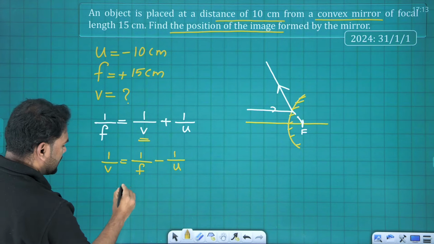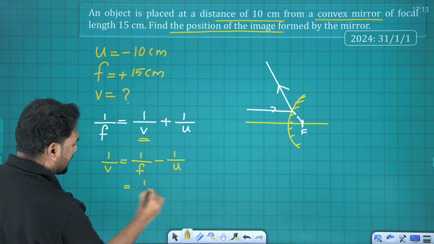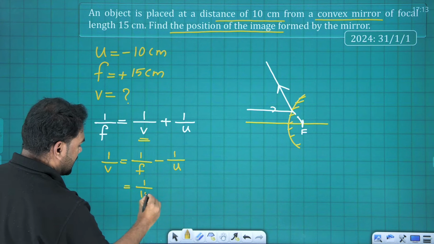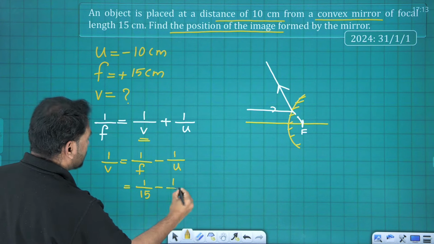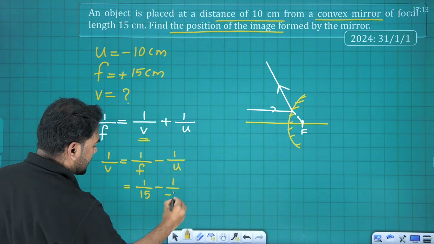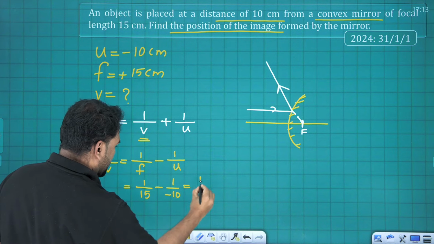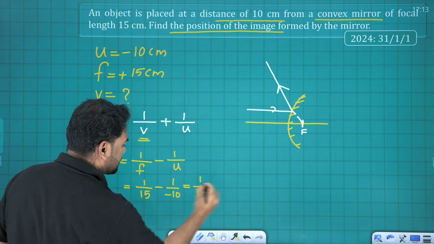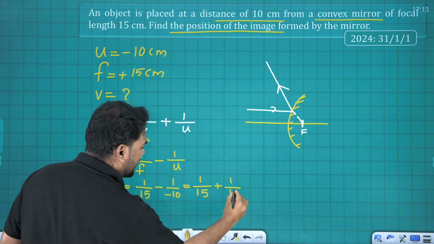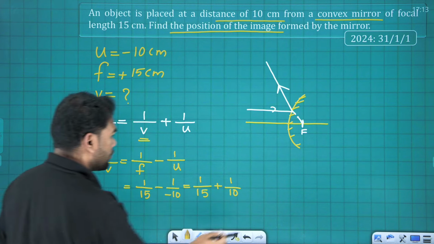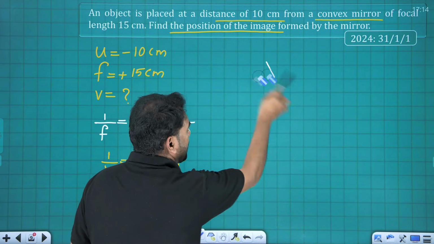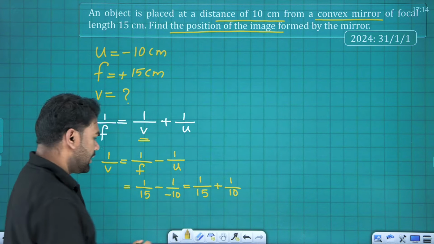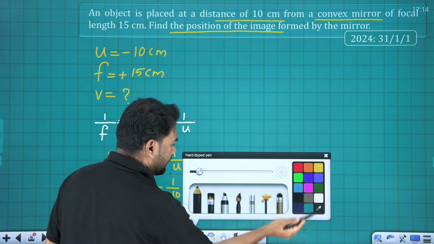Now all values we have just substituted the given values. That will be equal to 1 by f, which is 15, 1 by 15 minus 1 by u. u is already minus 10. So this will be equal to 1 by 15 minus (minus) plus 1 by 10. Now we need to solve this. We can use the LCM method or cross multiplication, any manner you can do.